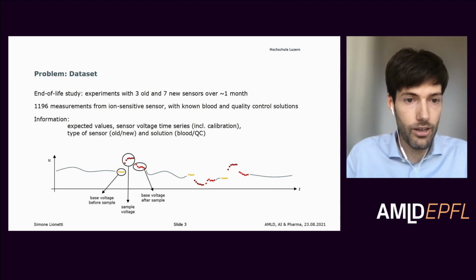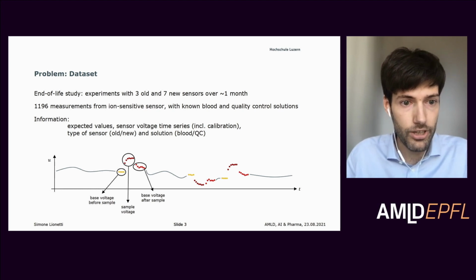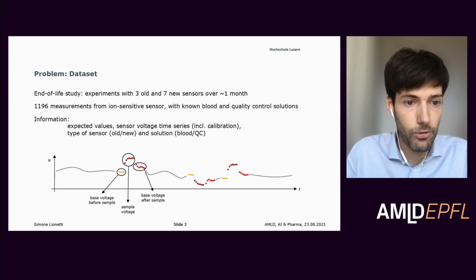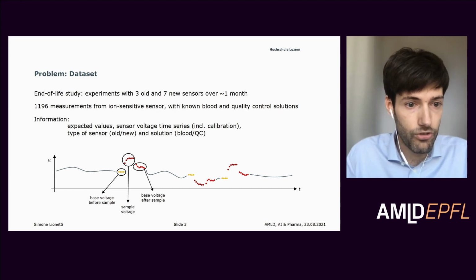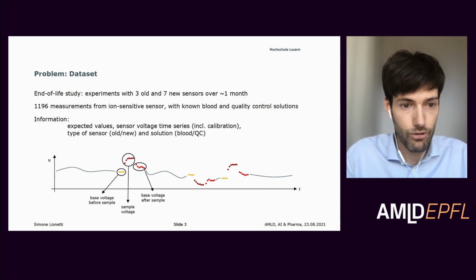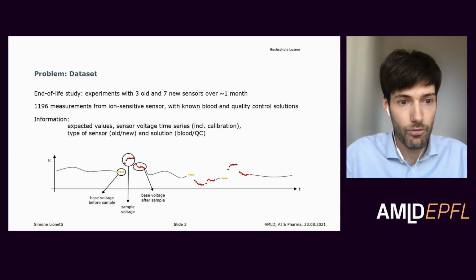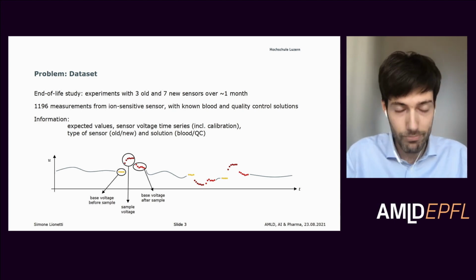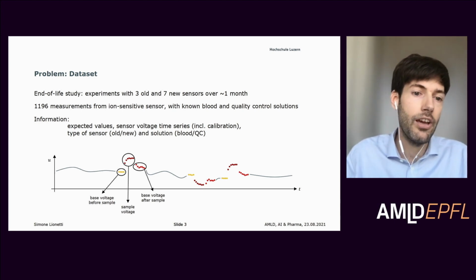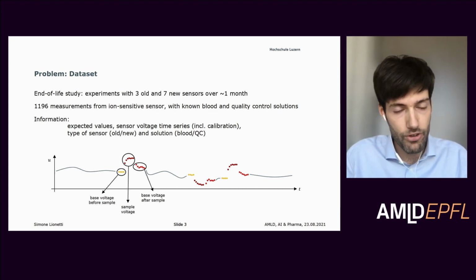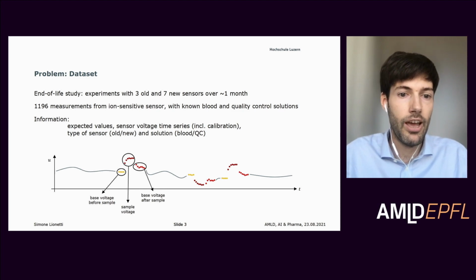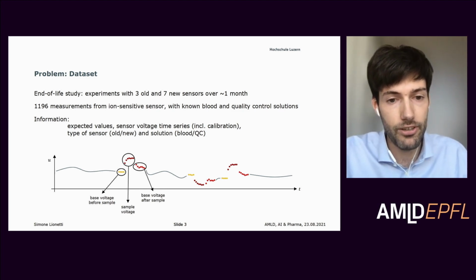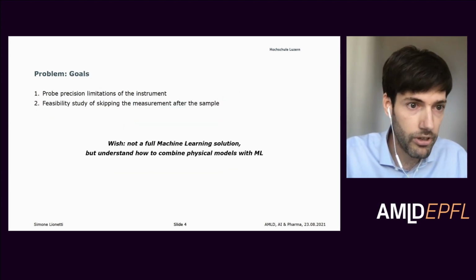When a measurement is performed, a 3-phase cycle starts. First, the base voltage is measured before the sample is actually measured. Then we have the sample measurement, and we record the voltage for a certain time. And then the base voltage is measured again after the sample has been removed. And this can be repeated at regular time intervals.